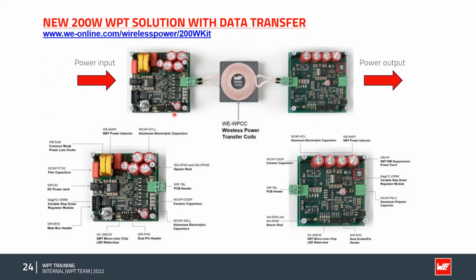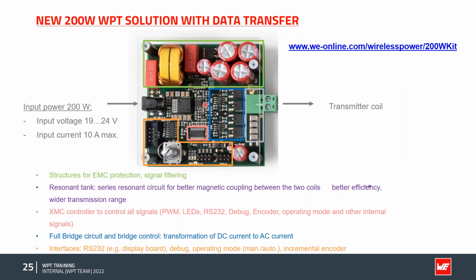Now you can see here the transmitter board, the coils which are included in the 200 watt kit, and the receiver board. Now let's have a closer look at these boards. For the transmitter board, we have an input voltage of about 19 to 24 volts and a maximum input current of 10 amps. On the other side, we put in our transmitter coil. Here we have our structures for EMC protection and signal filtering. Then we have our resonant tank, which is a series resonance circuit for better magnetic coupling between the 2 coils and to have a better efficiency.